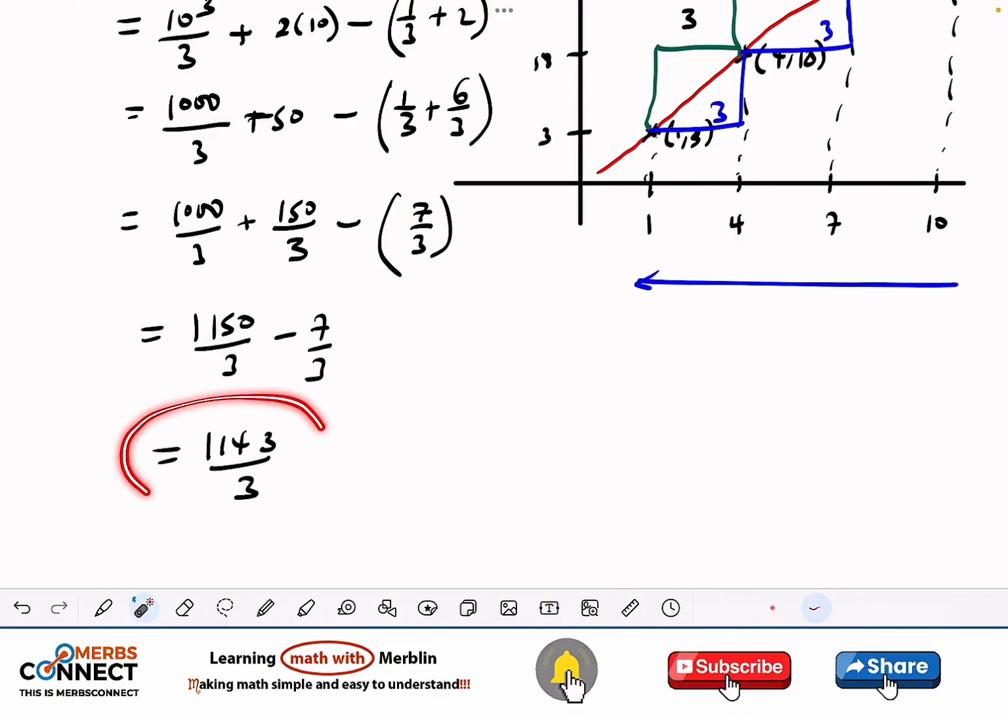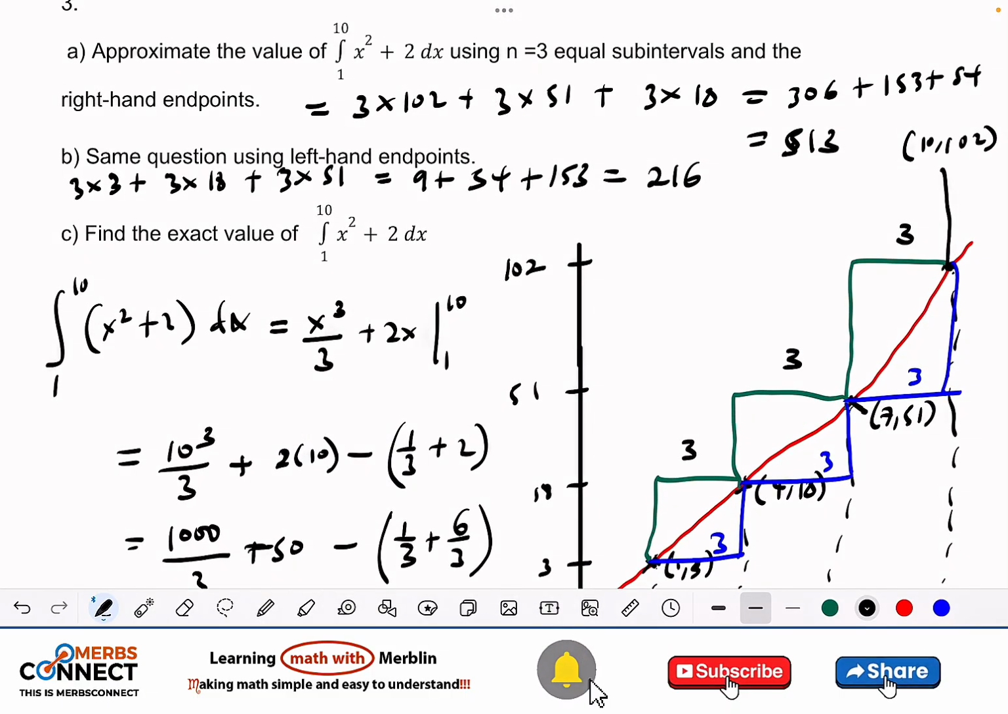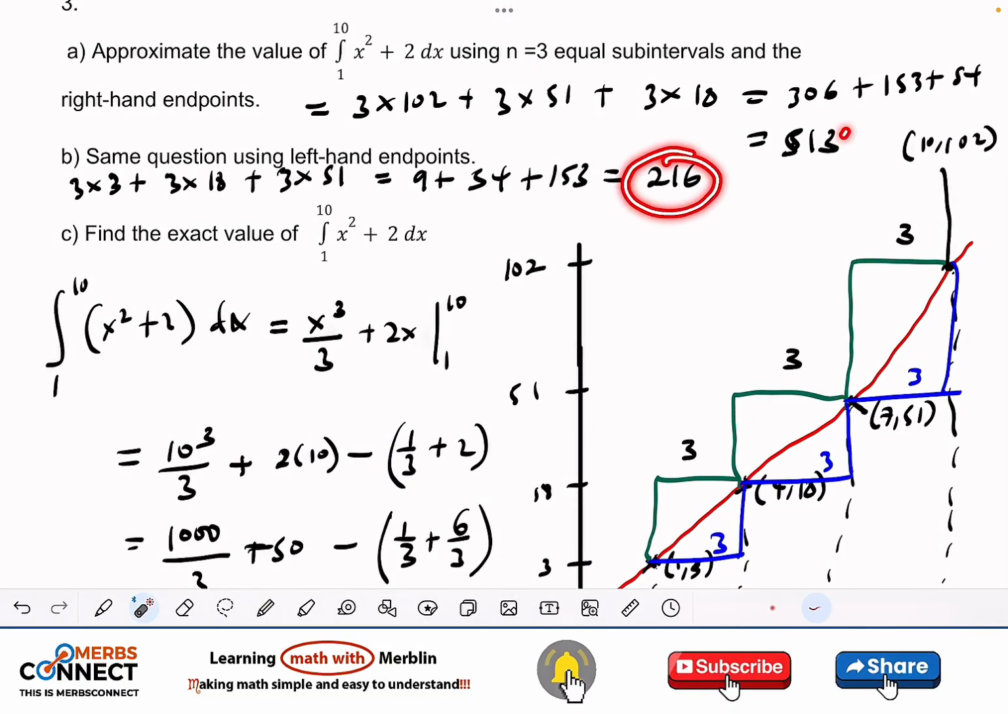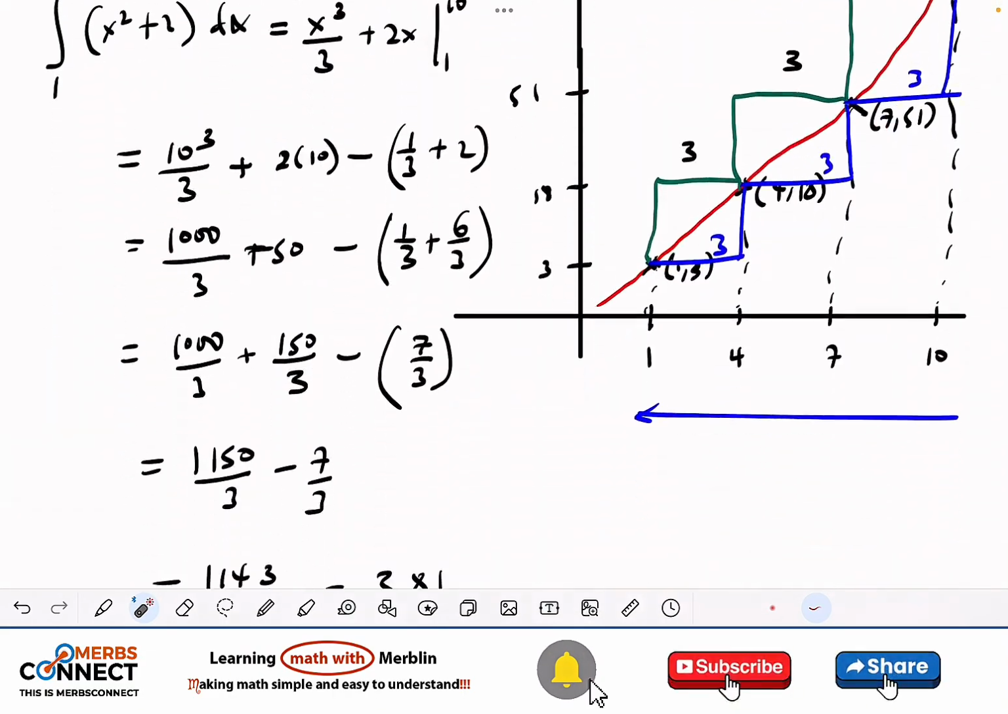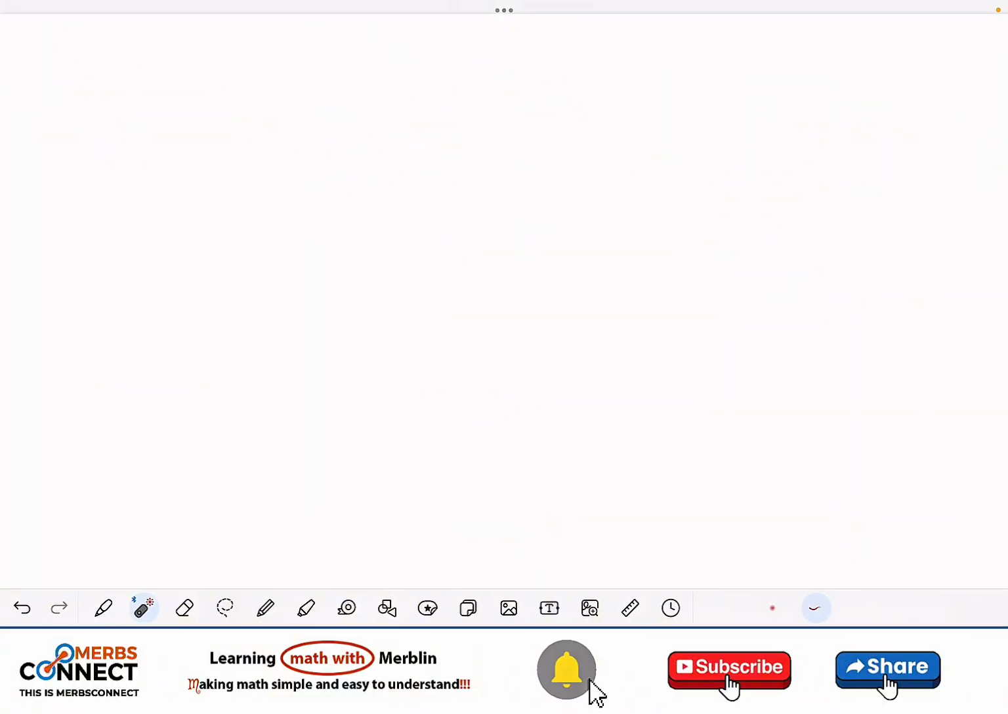So this is what you are going to get. When you use the calculator to confirm, you will see that the approximation might get close to one of the approximations that we did. So when you divide it by 3, you are going to have 381. You see that it's in between the approximations that we did, right? We are doing the left and then the right approximation. Right, let's go to the next question.